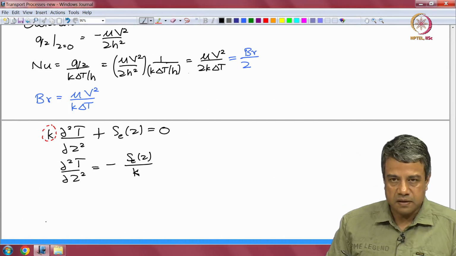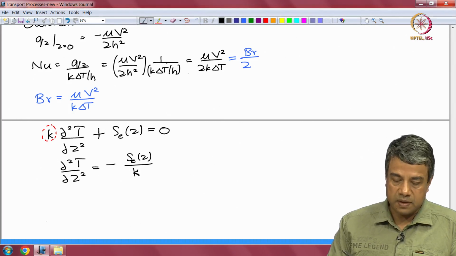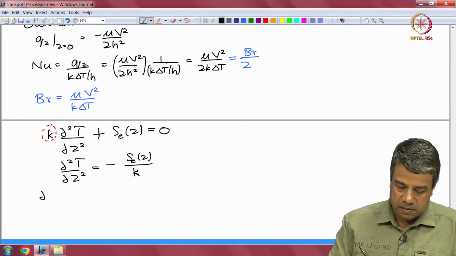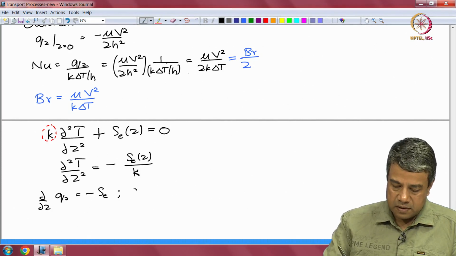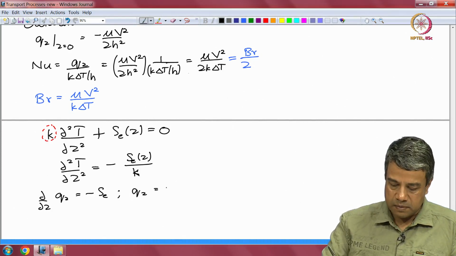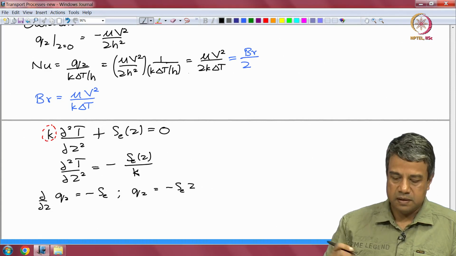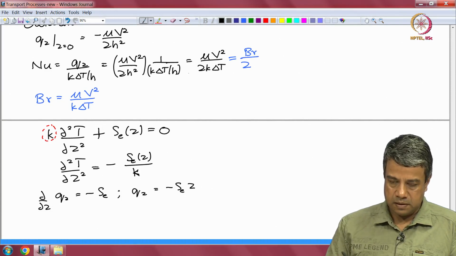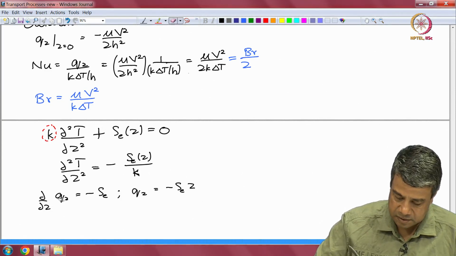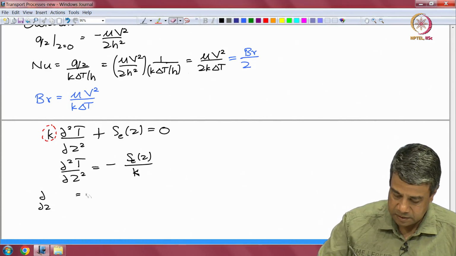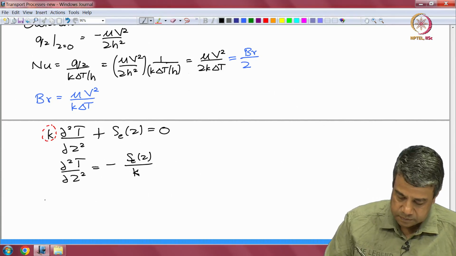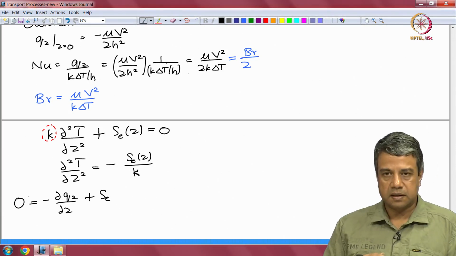Even if the diffusivity is not a constant, the equivalent equation in this case becomes partial by partial z of q z is equal to minus S E. Yeah, I made a sign mistake here. So, let me write the equation. Okay, this is equal to 0 at steady state.